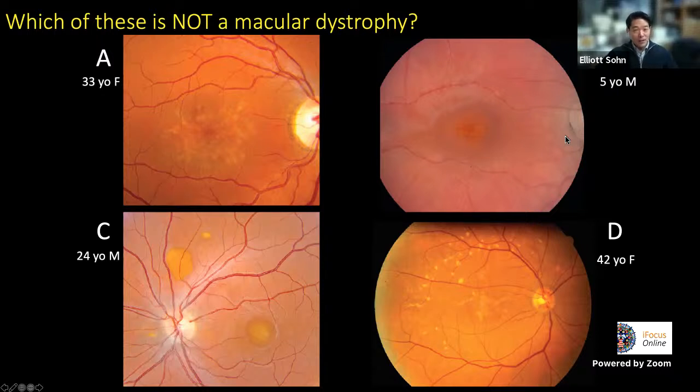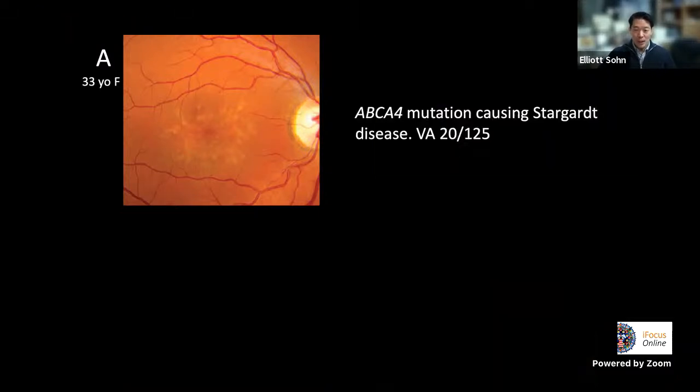Well, let's go through the cases here. I'm glad we're doing this, and I appreciate you volunteering to speak up. So patient A is actually a patient with Stargardt disease. They have an ABCA4 mutation, so biallelic mutation, and the visual acuity in this patient is 20/25.